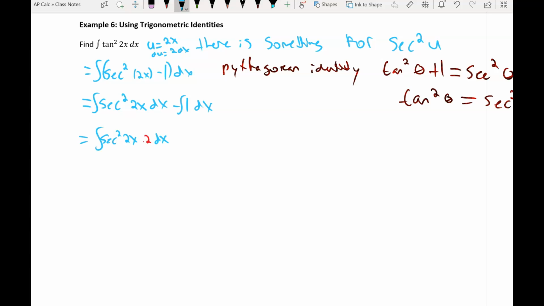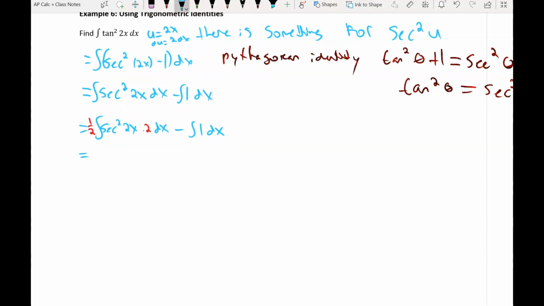But I don't want to change the value of this statement. So what do I have to do to not change the value of the statement if I'm going to write this 2 here? I have to multiply out front by 1/2. We're just rewriting the way it looks without changing its value. Minus this 1 dx, we can take care of that in the end. We already know what that's going to be. So what I've just done is this quantity here is our u, and this quantity here is our du.